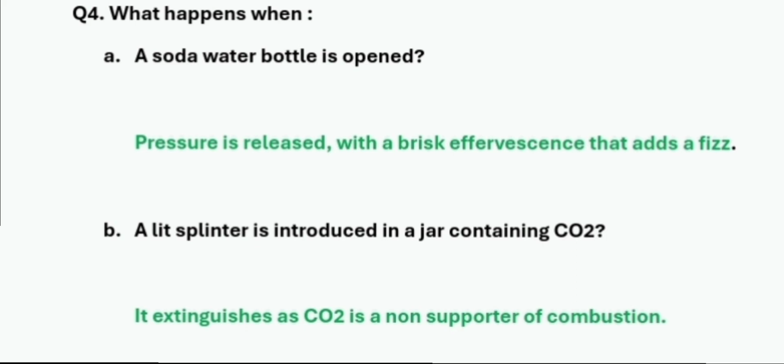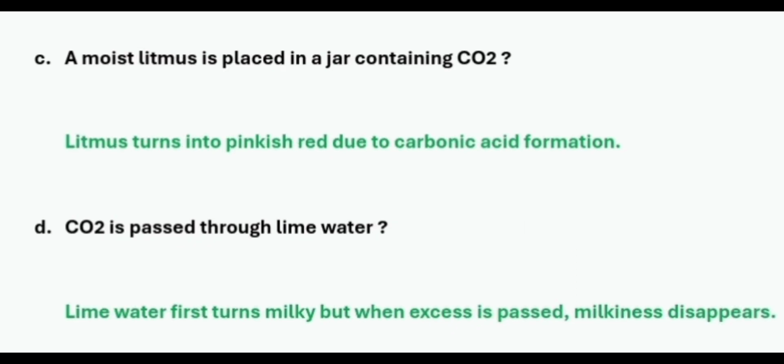A lit splint, if introduced into a jar containing carbon dioxide, is extinguished, carbon dioxide being a non-supporter of combustion. When a moist litmus paper is placed in a jar containing carbon dioxide, the litmus paper turns pinkish red due to the formation of carbonic acid.